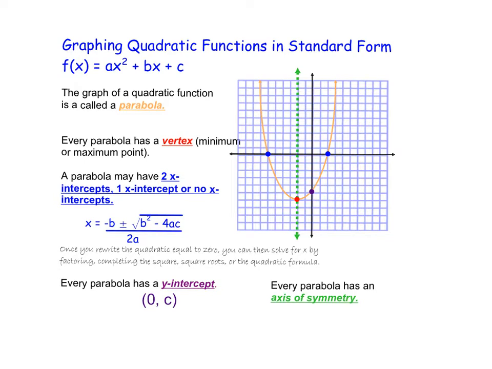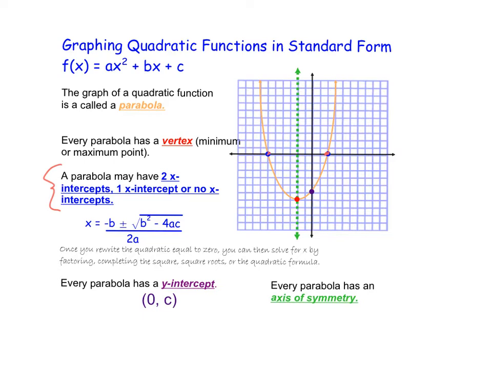Okay, so here's kind of just a general informational page. If you're really unsure about any of this, write it down. If you don't write it down, that's okay if you know it. We learned pretty much all of this already. One of the things we didn't really talk about in the last lesson was a parabola can have two x-intercepts, one x-intercept, or none.